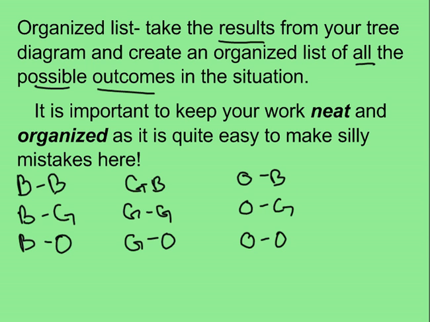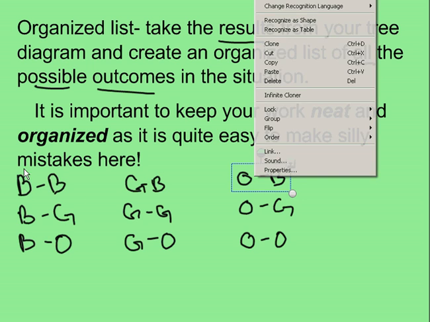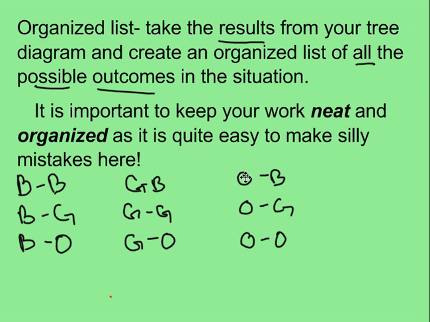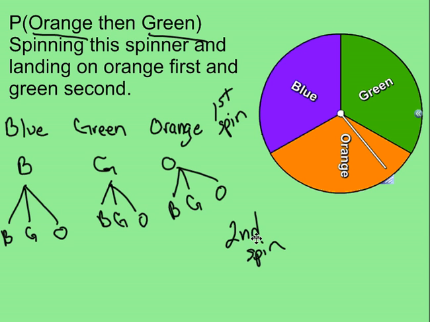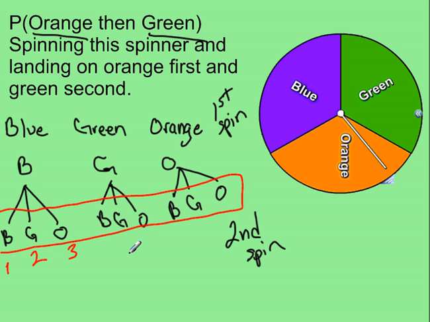Something I want you to notice about this is in my organized list, I have 9 possible outcomes. 1, 2, 3, 4, 5, 6, 7, 8, 9. If you look at your tree diagram, this is where a lot of people make a mistake. A lot of people will say, okay, there's 1, 2, 3, 4, 5, 6, 7, 8, 9, 10, 11, 12 outcomes. There are not 12 outcomes. This first row does not count. It's only your final row that tells you how many outcomes there are. So there's 1, 2, 3, 4, 5, 6, 7, 8, 9.